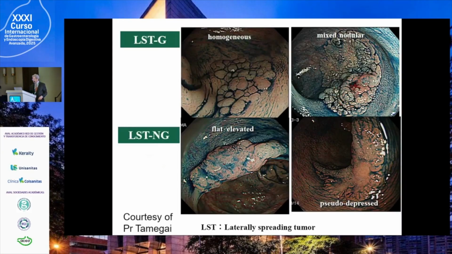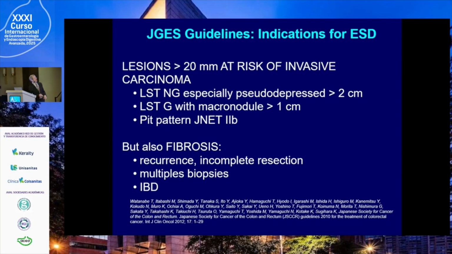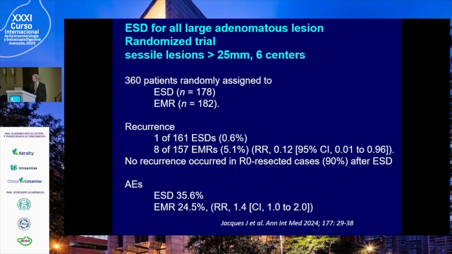So for example, you see homogeneous or mixed nodular, yes, maybe you can perform EMR. But in this case, or this case, flat, pseudo-depressed, ESD. So okay, it's another way to analyze the polyp and to decide for ESD. So for example, clear indications for ESD in Japan: LST non-granular, especially pseudo-depressed, LST granular with a large granule, or pit pattern 2B, but also if you have fibrosis. So this is clear for the Japanese.